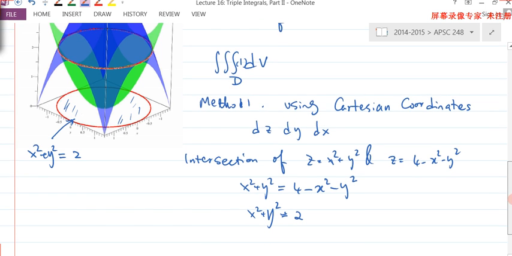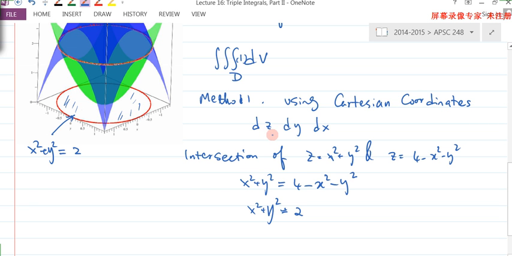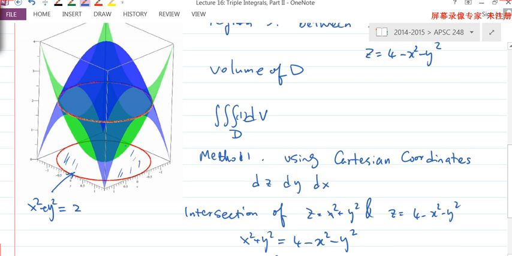Then we can start finding the limits for z, y, x. Remember the steps we follow. I'm integrating with z, so I start from any point inside this region, then you draw a line in the vertical, or positive z-axis, direction. You will bump into this region D with the first contact and exit at the second contact.